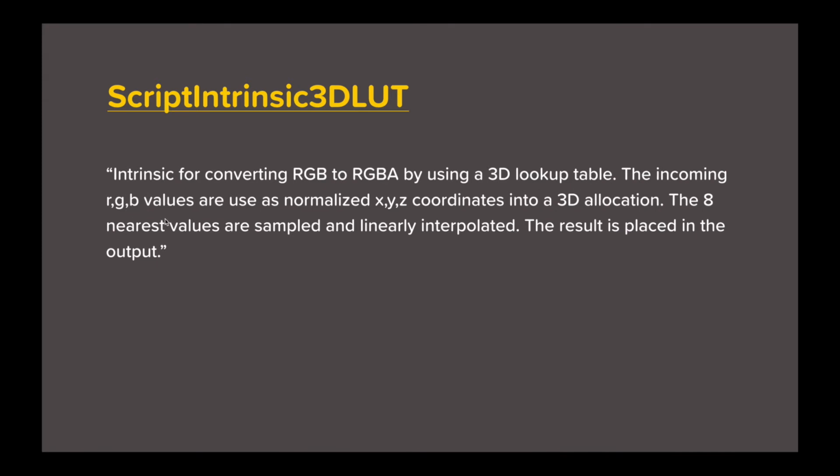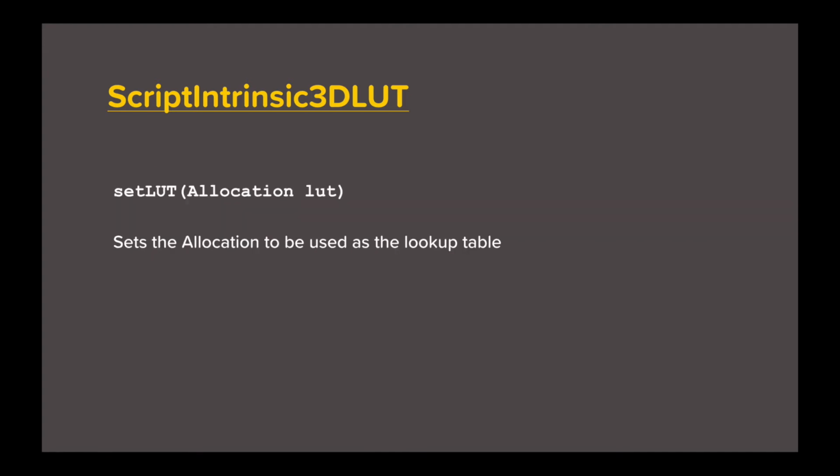The incoming RGB values are used as normalized XYZ coordinates into a 3D allocation. Not sure what that means. The 8 nearest values are sampled and linearly interpolated. Looks like exactly what we need. And then the result is placed in the output. Great, we do need the result. So this looks like what we need.